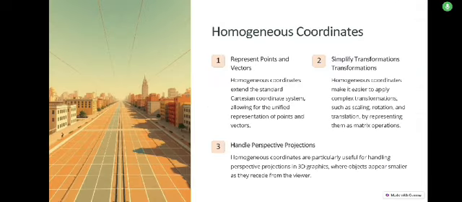Coordinates represent points and vectors. Homogeneous coordinates extend the standard Cartesian coordinate system, allowing for a unified representation of points and vectors. They simplify the transformations: homogeneous coordinates make it easier to apply complex transformations like scaling, rotation, and translation. They also handle perspective projection: homogeneous coordinates are particularly useful for handling perspective projection in 3D graphics.